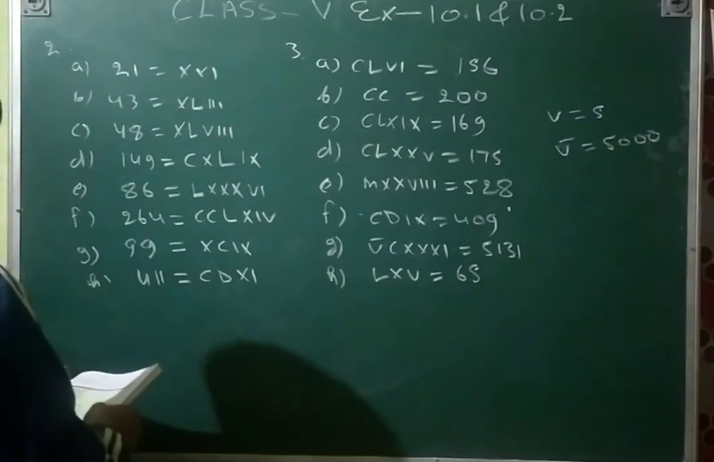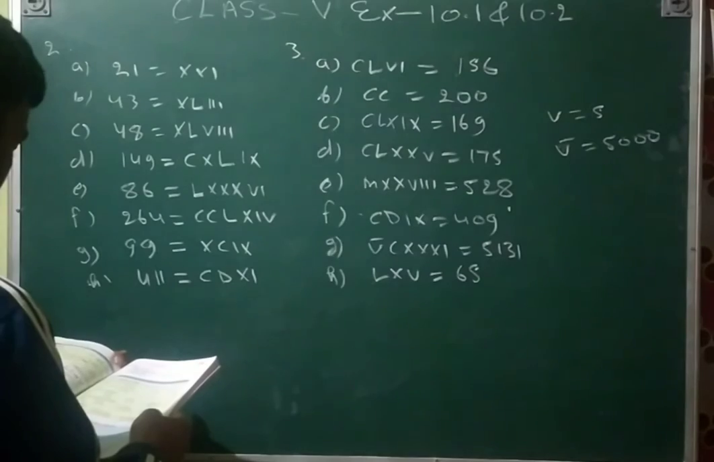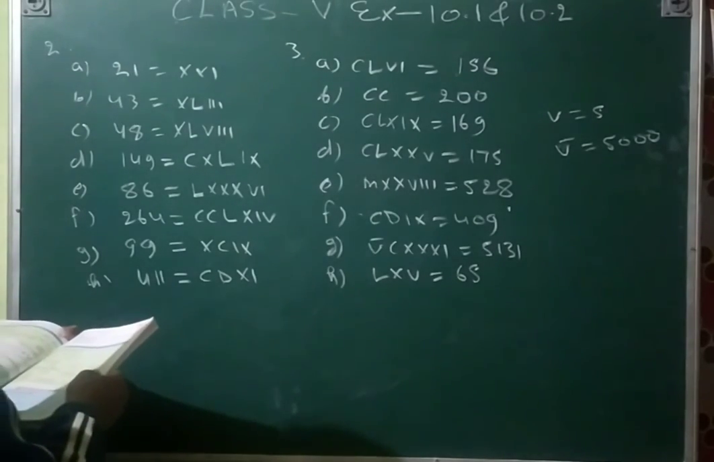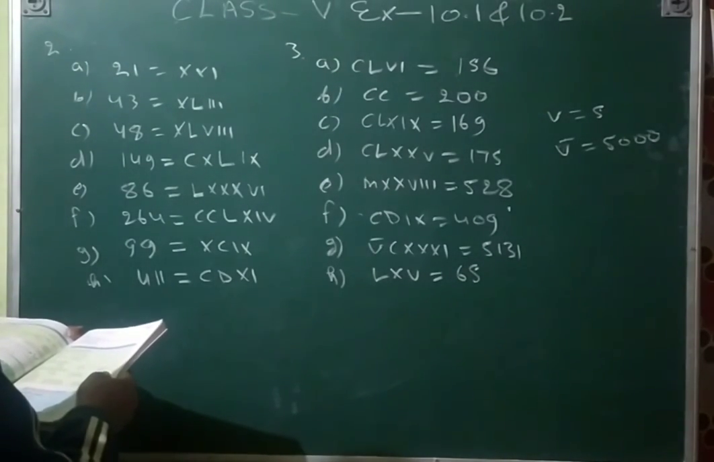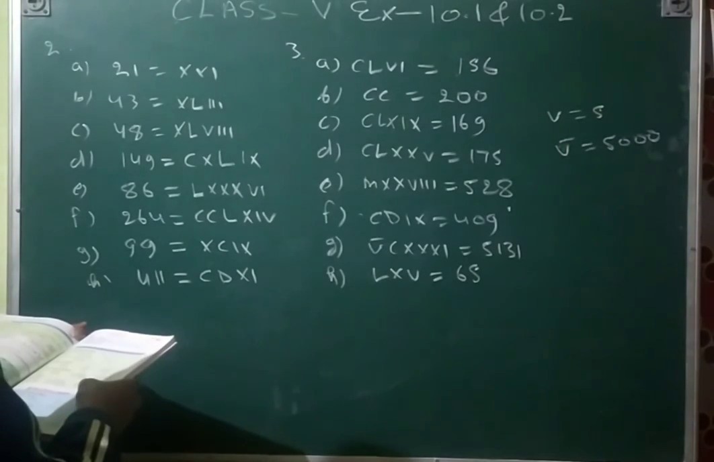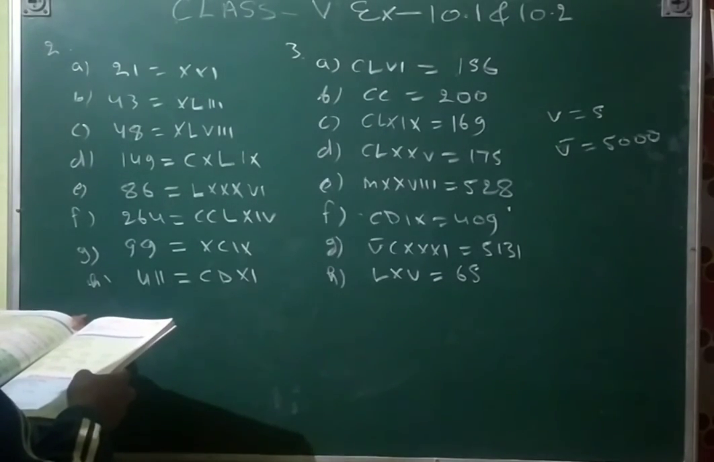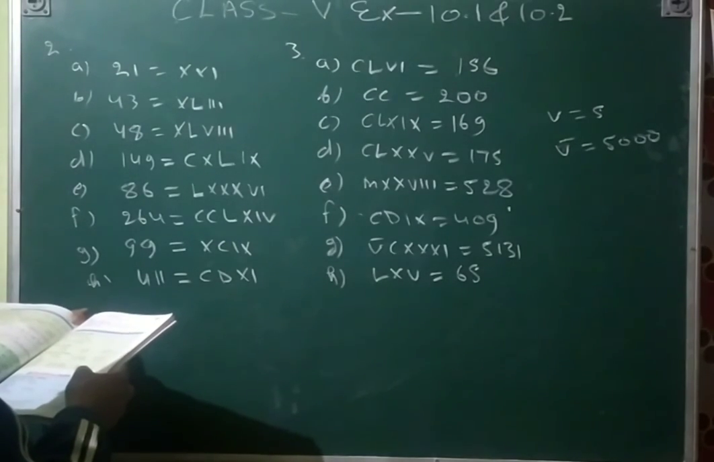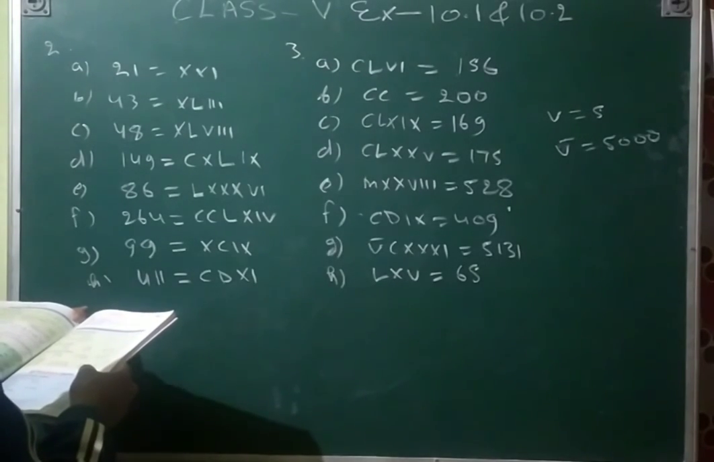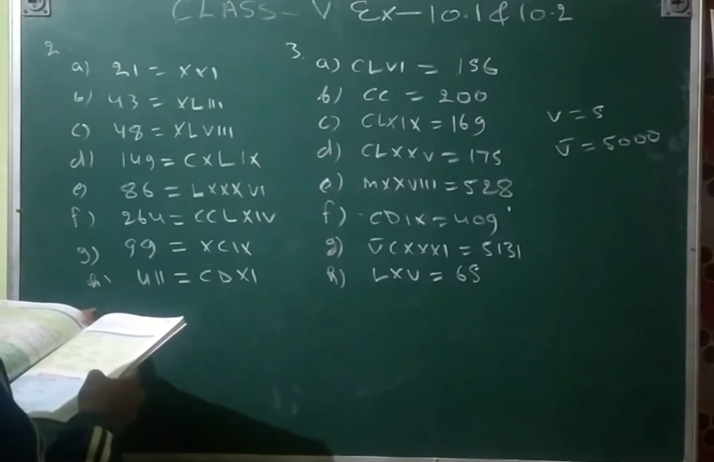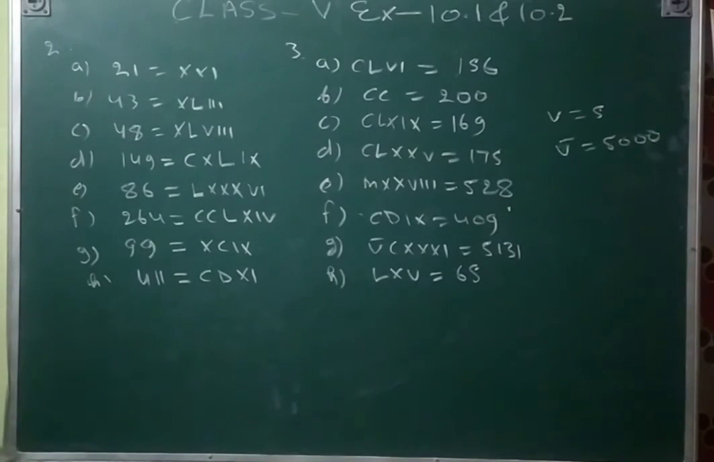And then which is greater? Roman numbers: XIV is greater or XIX is greater? XIX is greater. C or D is greater? D is greater. CM is greater or MC is greater? MC is greater. CDI is greater or DVI is greater? DVI is greater. CLVI is greater or DLV is greater? DLV is the greater number. Okay.